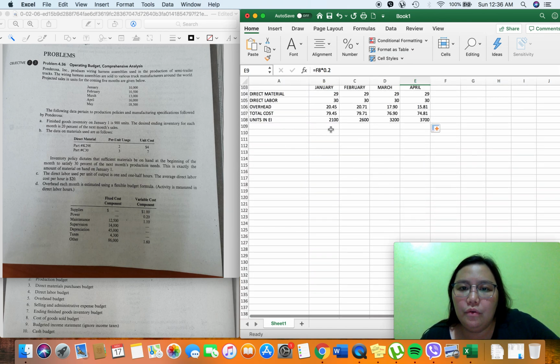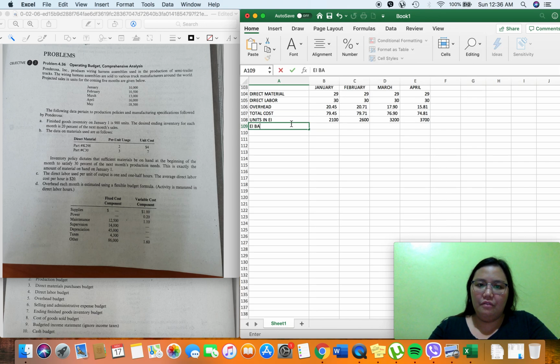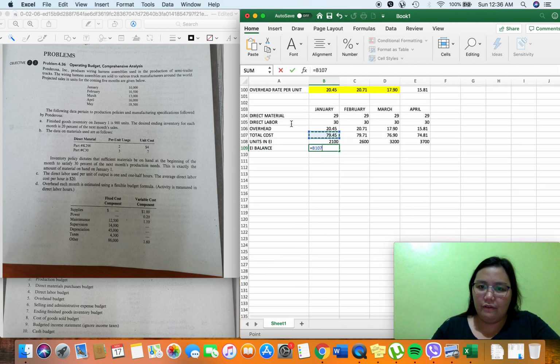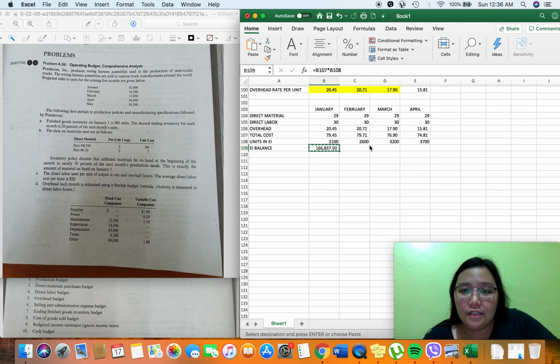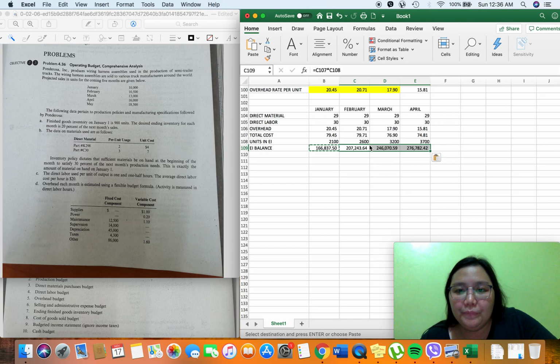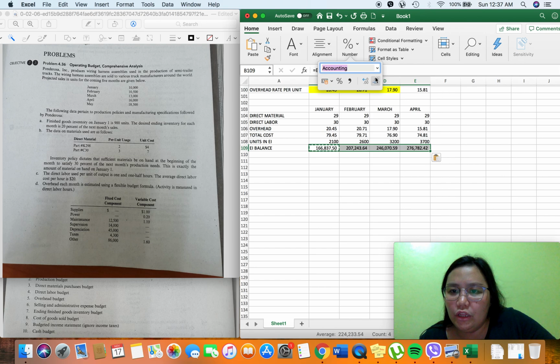Now we multiply. This is our ending inventory balance as of the end of the month. We have 79.45 times 2,100, which is 166,837, then 207,243.64, 246,070.59, and 276,782.42 for the month of April. So this is our ending inventory balance.